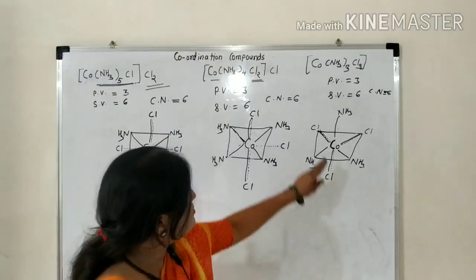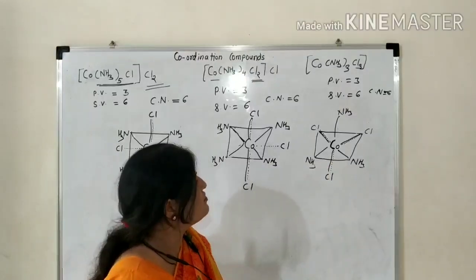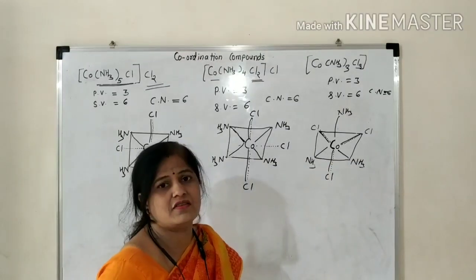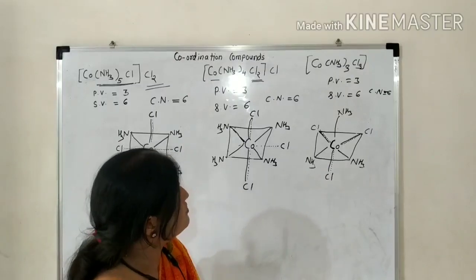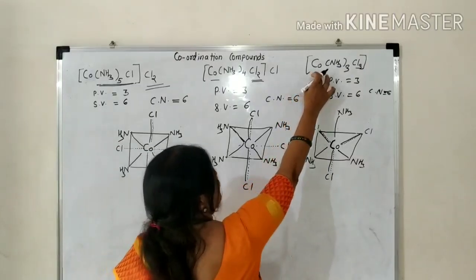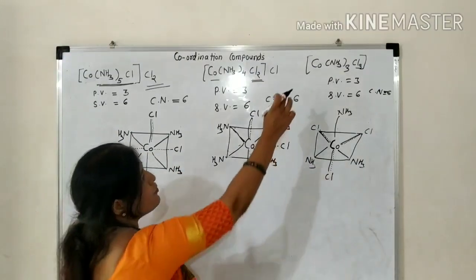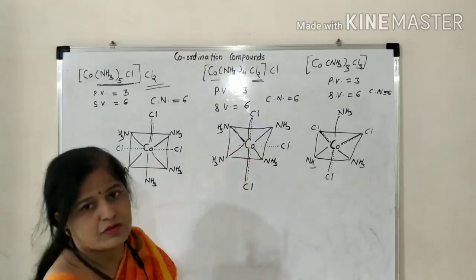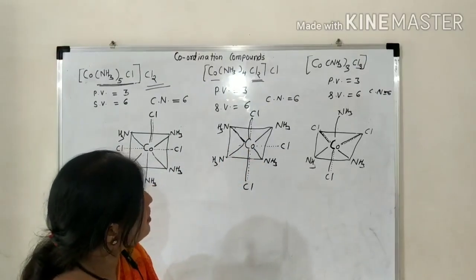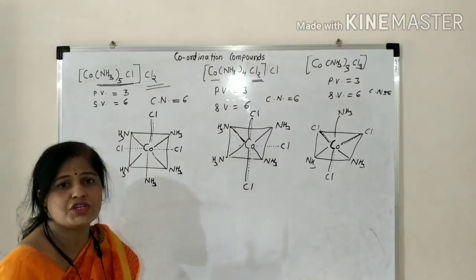Okay. These three chloride ions show primary valency as well as secondary valency. If we dissolve this complex in water, what will we get here? We will get no ions. We will not get ions here. This is about the geometry of the coordination complex.